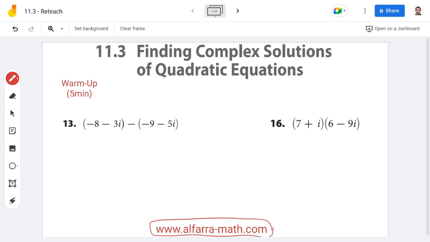Complex solution of a quadratic equation, it's easy. It's similar to just solving a normal quadratic equation, but there will be some quadratics where you will have some complex solutions. Now let's start with this warm-up question.